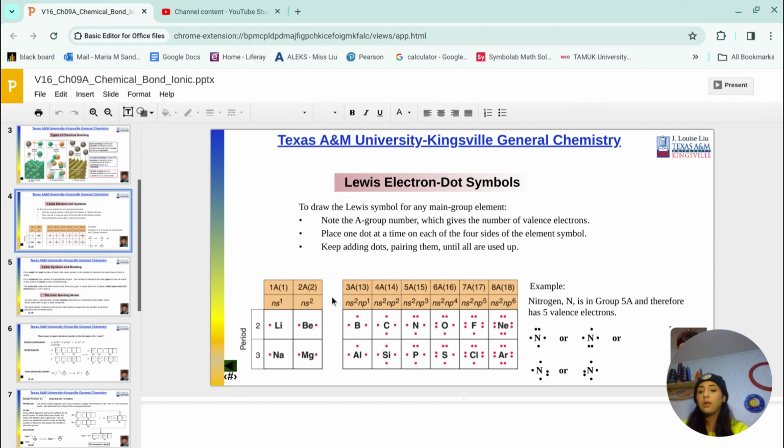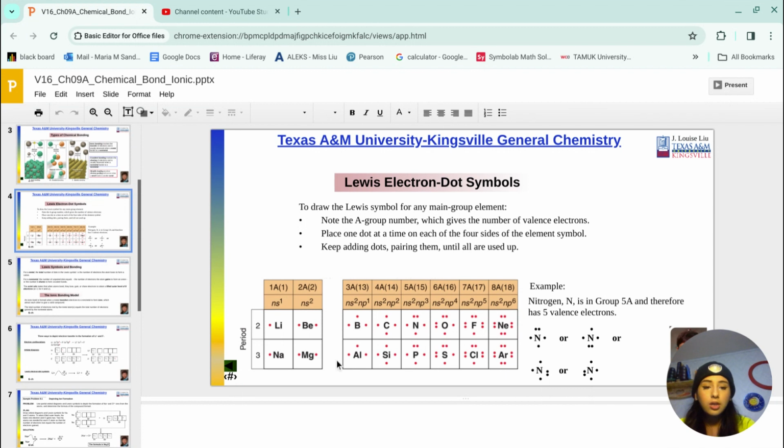Here we're looking at our periods on the left, and here appears our group A number. Lithium has just one, so it only has one dot. Beryllium has two, so it has two dots. Boron has 3, carbon has 4, nitrogen has 5, oxygen has 6, fluorine has 7, neon has 8, which is a full shell. 8 is a full shell. After that, I think you'd move on to another shell.